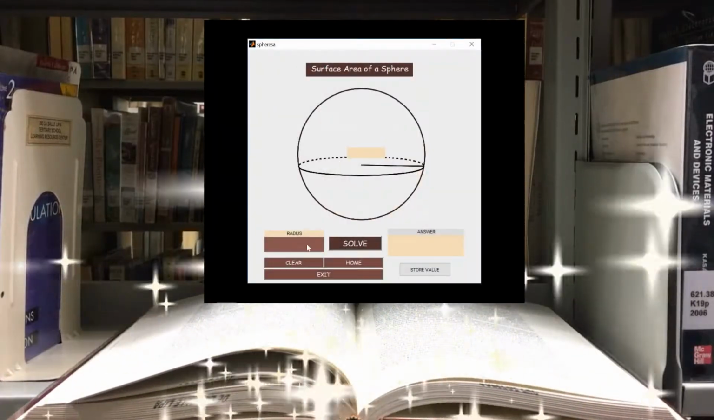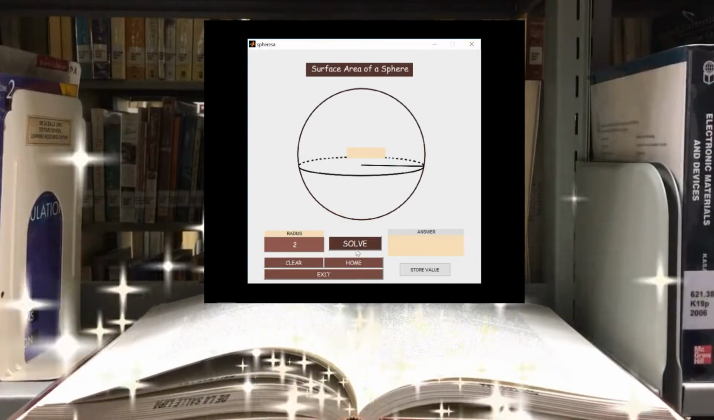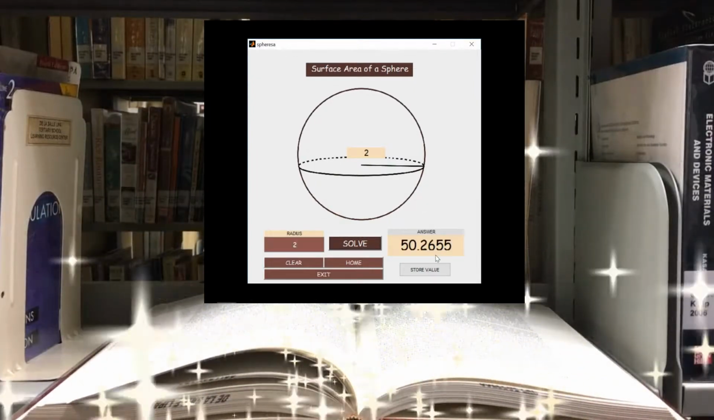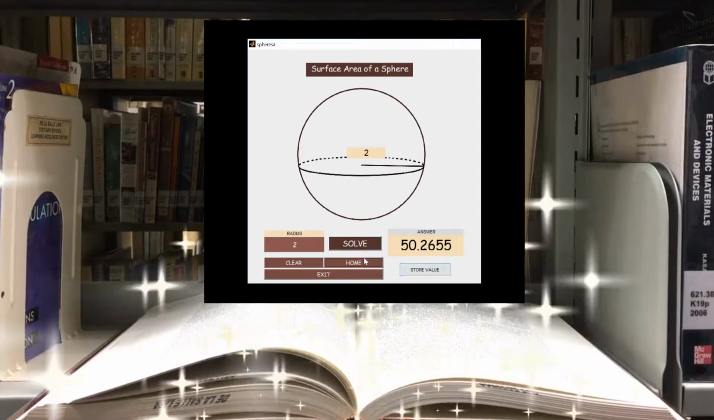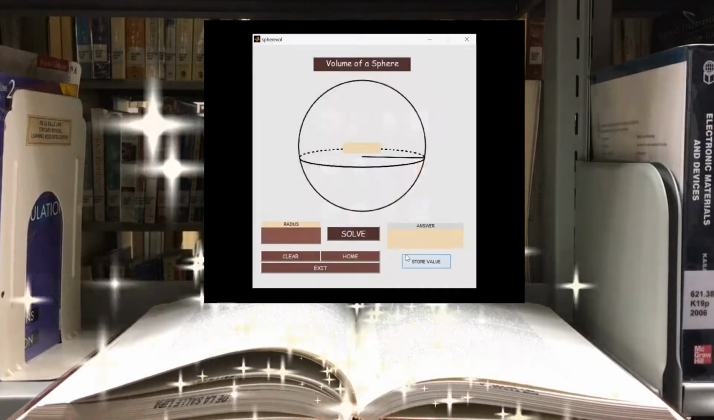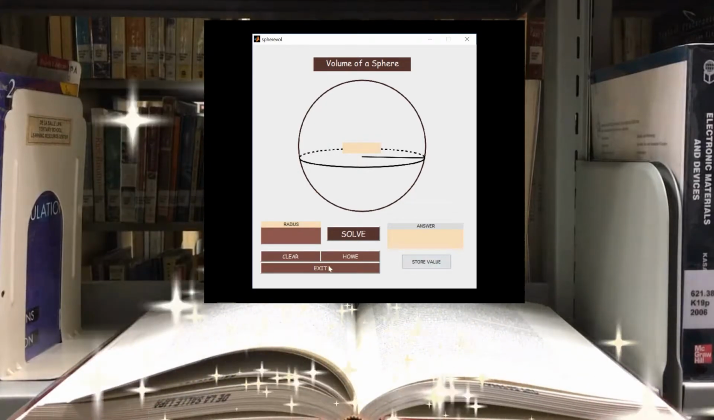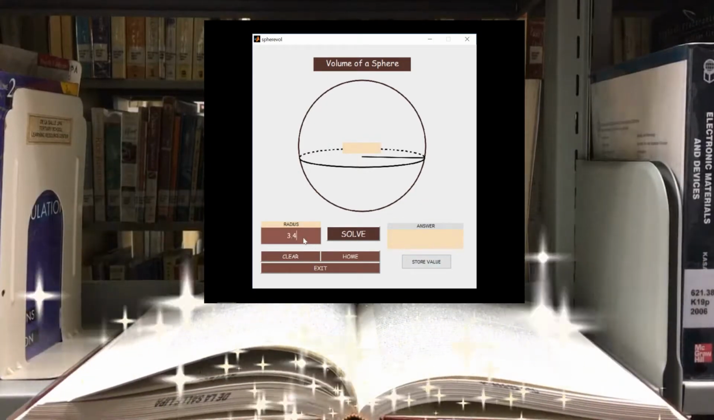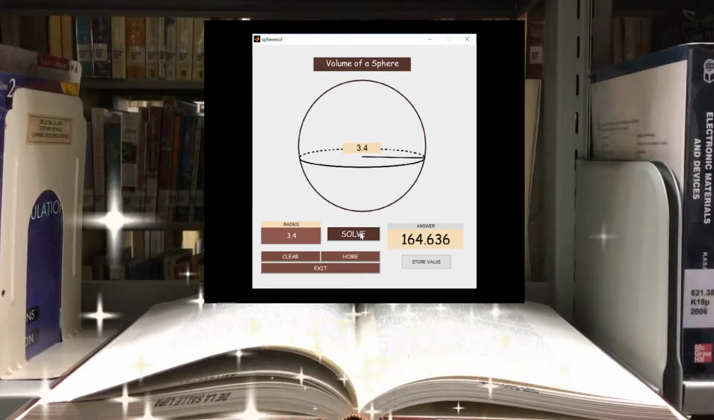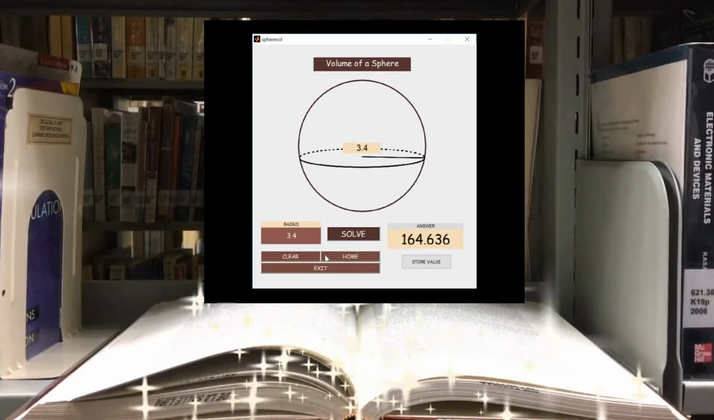Surface area, the radius is 2. Solve this one. The answer is 50.2655. Store the values, and then go home. Last one, the volume of the sphere. Put the radius as 3.4. Solve, and then the answer is 164.636.